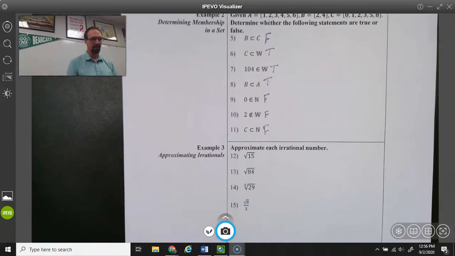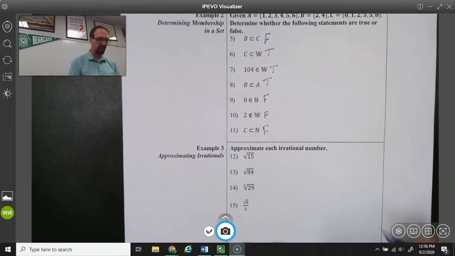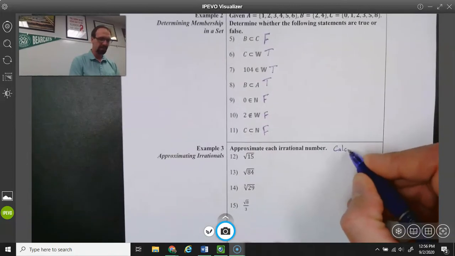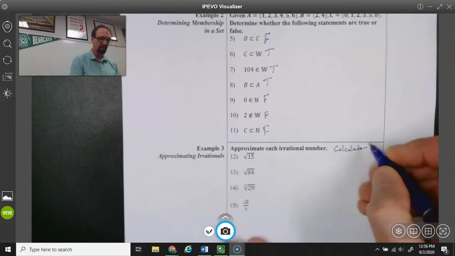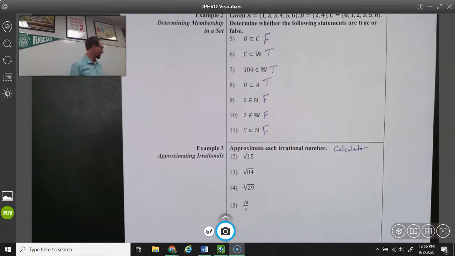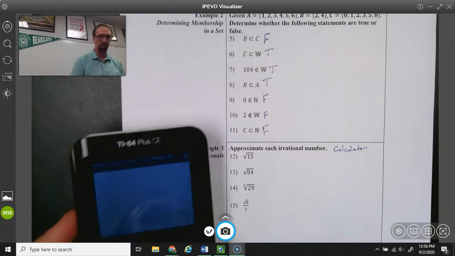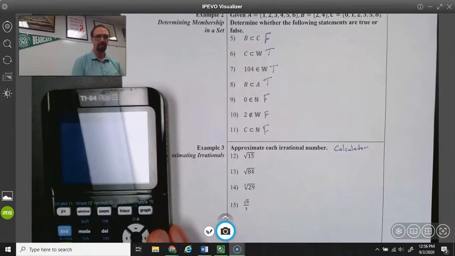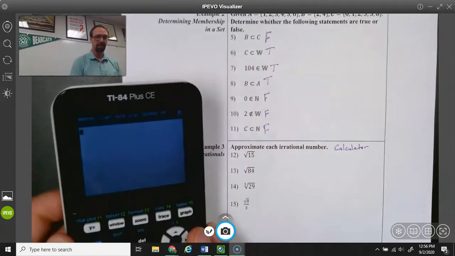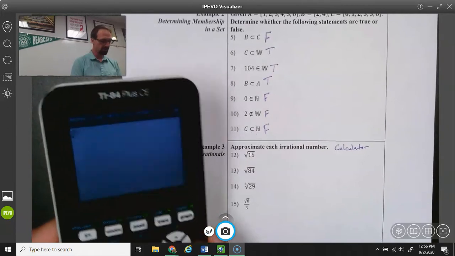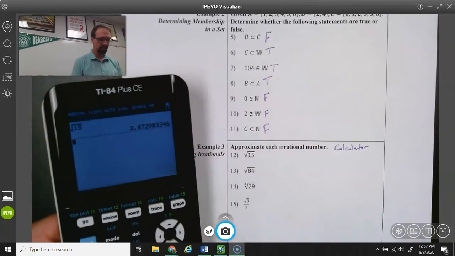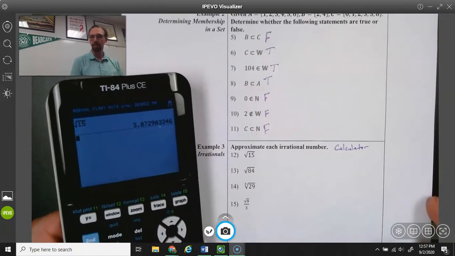Example 3, approximate each irrational number. So if you think about basically using a calculator, that's really what I'm looking for on this. So I'm grabbing my calculator. As I said earlier, I used the TI 84 Plus Color Edition for this course. So what I have here, square root of 15. So that's approximately 3.8.